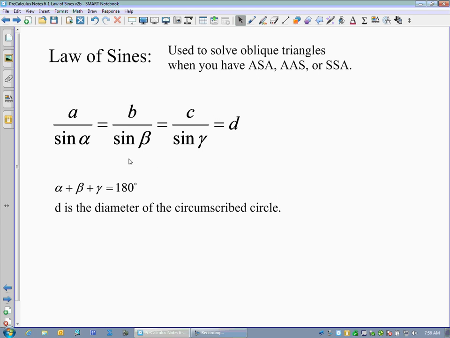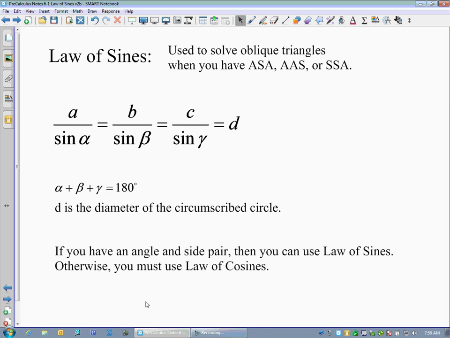If you don't have that pair, then you're going to have to use the law of cosines. So when wondering which one you should use: if you have an angle and a side pair, then you can use the law of sines. Otherwise, you must use the law of cosines. All right, so let's get into some examples.